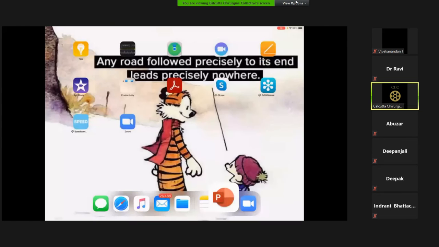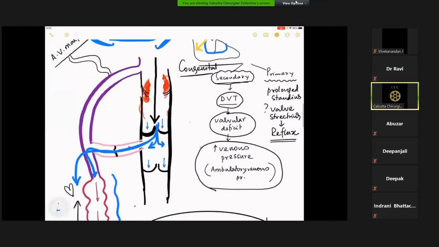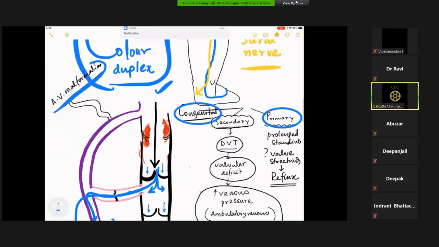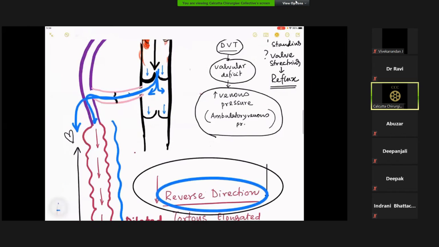Now, other conditions that can also lead to it are primary varicose veins, probably because of prolonged standing, whereas congenital varicose veins will mean that the problem is probably because the arteries in question had been in communication with this. So this is all about why the varicose vein forms.